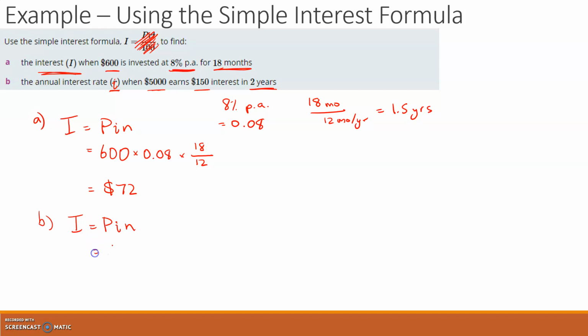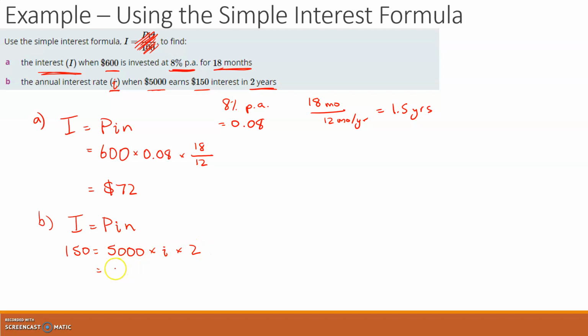So $5,000 earned $150 of interest. So where I put the interest earned is over here with the capital I. Now I don't know the interest rate, that's what I'm trying to find out, but I do know the number of years is 2 years. So that's just times 2. So now I've got a one-line equation here, and I've got only one thing missing. So that means I can actually calculate what's missing by using some algebra.